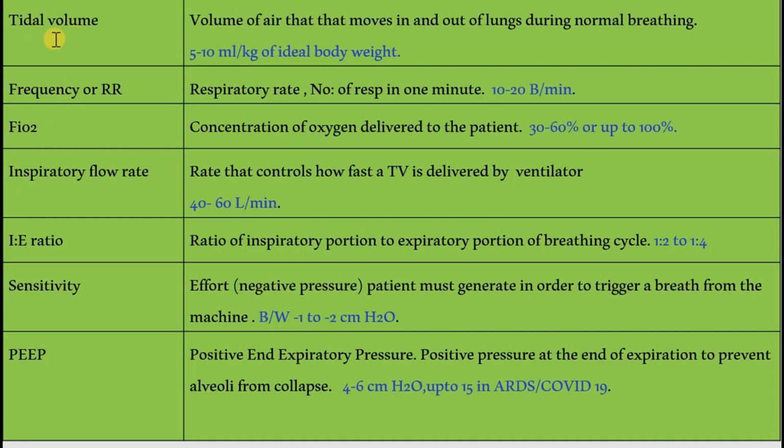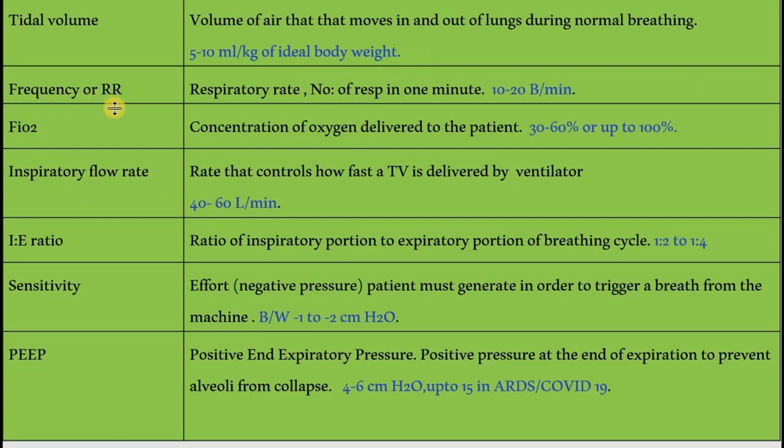First is tidal volume. Tidal volume is the volume of air that moves in and out of the lungs during normal breathing. In the ventilator, tidal volume is set anywhere from 5 to 10 ml per kg of ideal body weight. So in the ventilator, you may see set tidal volume as 350, 500 or 450. It depends upon the patient's ideal body weight.